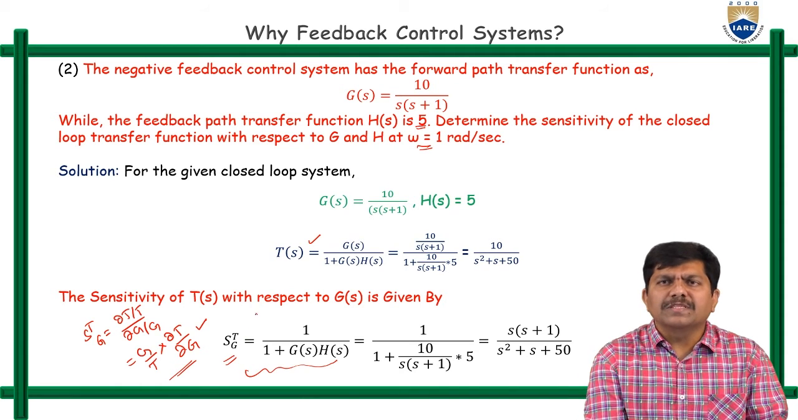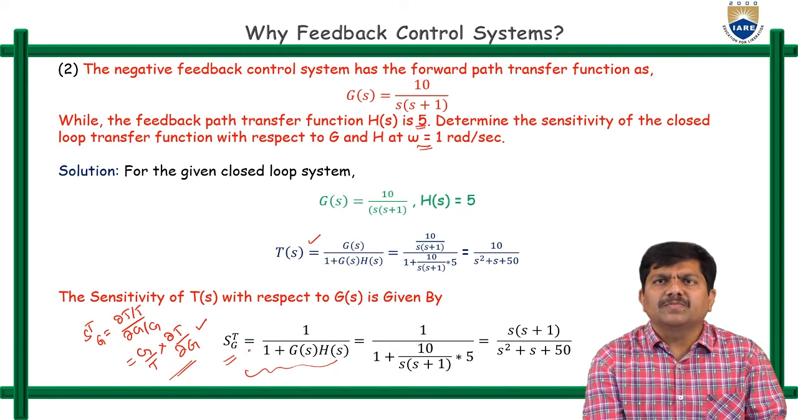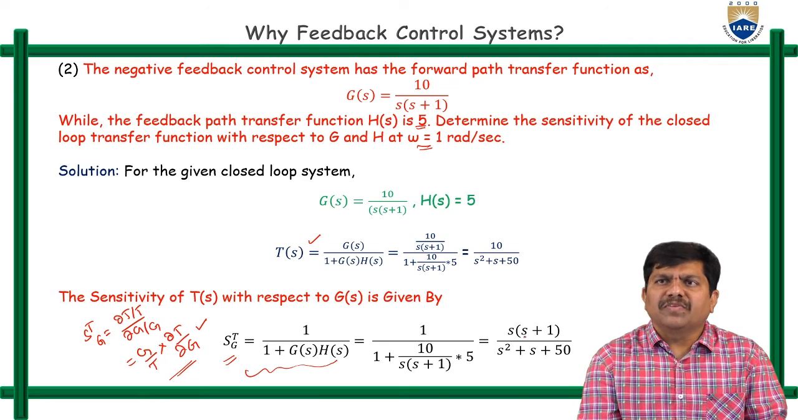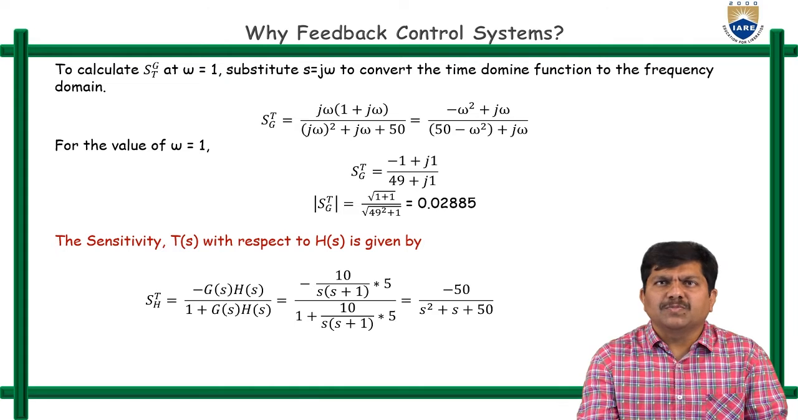S^T_G is nothing but the superscripted differentiation with respect to the subscripted differentiation. So if you substitute this value, 1 by 1 plus G(s) H(s), where G(s) is 10 by s into (s plus 1) and H(s) is 5, finally we get s into (s plus 1) divided by s square plus s plus 50. So this is the sensitivity expression.